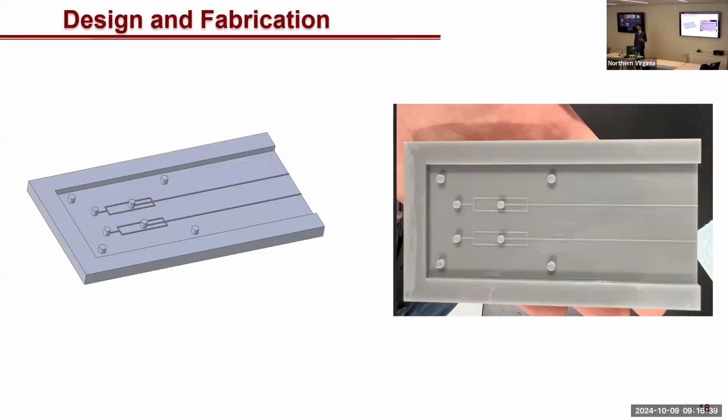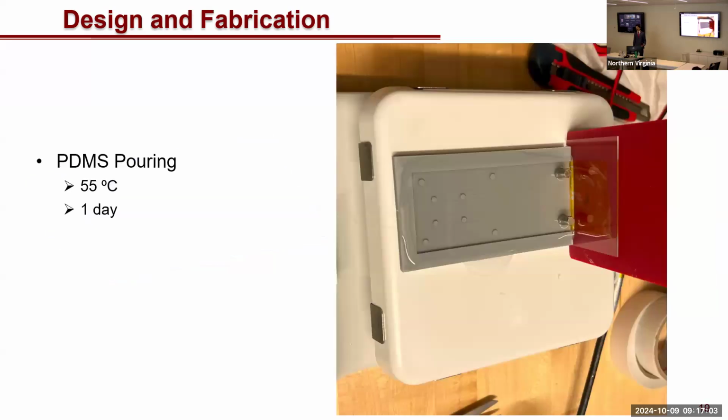We used a 3D printing process in order to create this mold. Recent advancements in 3D printing allow for us to create very small features within a 3D printed model. But as I discuss later, this wasn't the most precise process, and different manufacturing processes should be taken into consideration in future work. So we pour this into this mold onto a hot plate, which is set at 55 degrees Celsius. And we let it cure for a day.